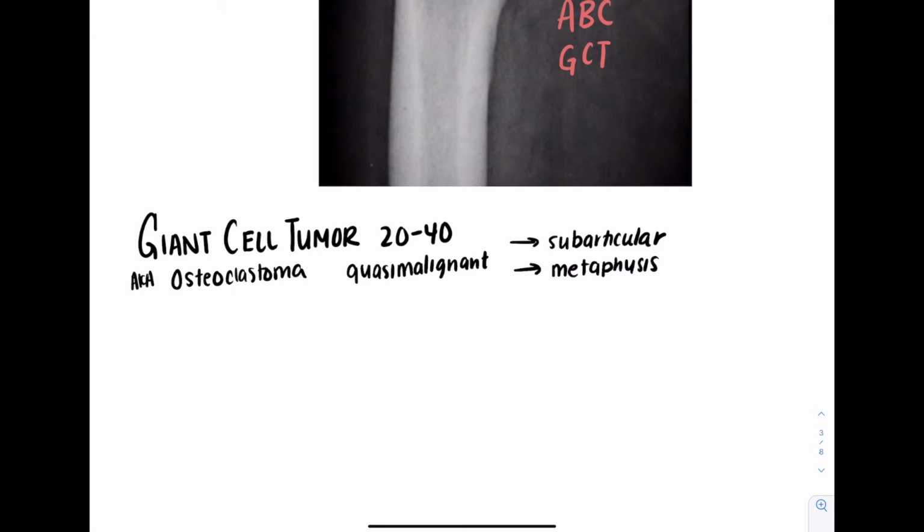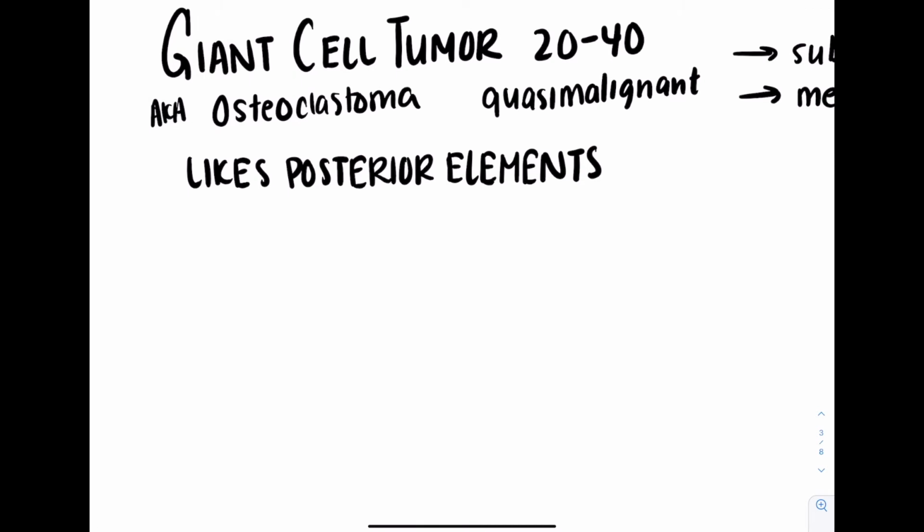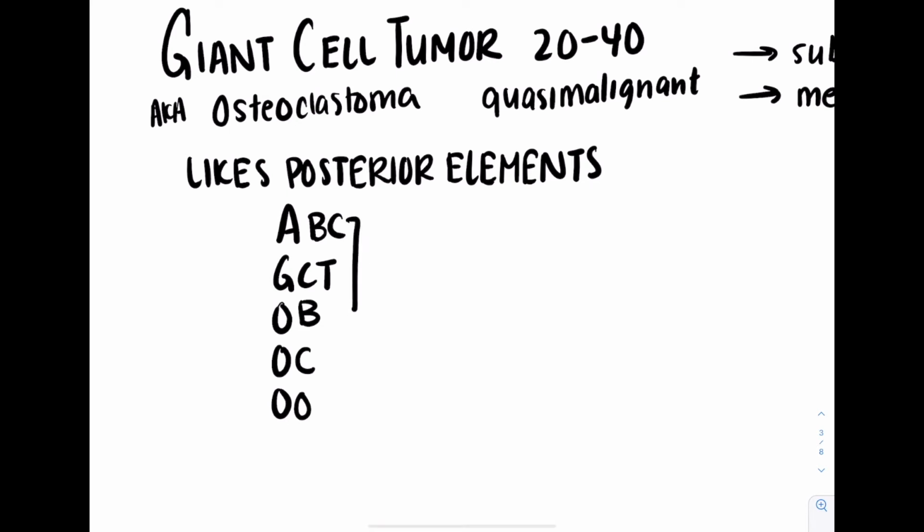The other thing about GCT is it likes posterior elements. And you're probably like, well, Ree, didn't we talk about a bunch of things that like posterior elements? And I'd be like, yes, you are correct. So our posterior elements differential, which is that alphabet soup differential, I think of it as my ago differential. So ABCs also like posterior elements. My GCT likes posterior elements. My osteoblastoma likes posterior elements. My osteochondromas like posterior elements, and my osteoid osteomas like them. These three are my geographic lytics.